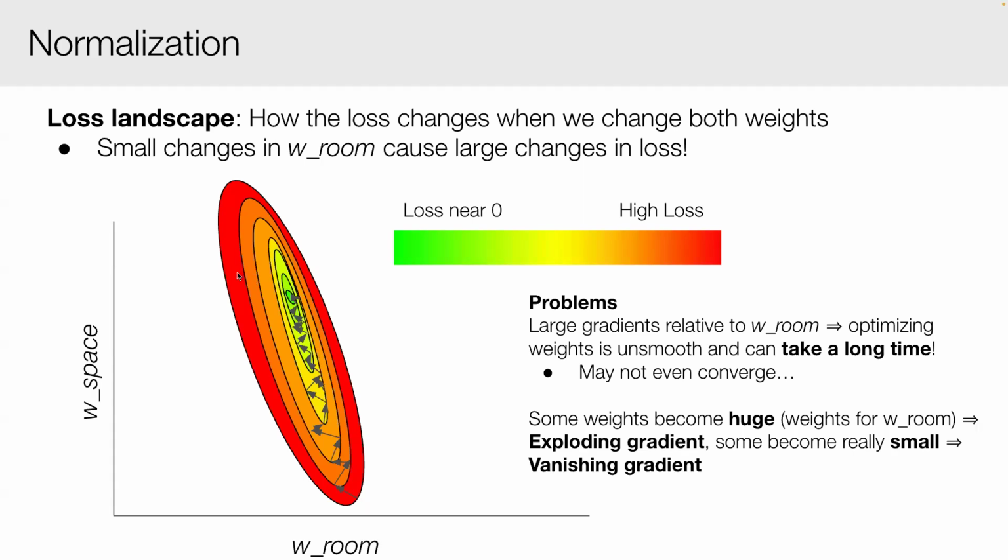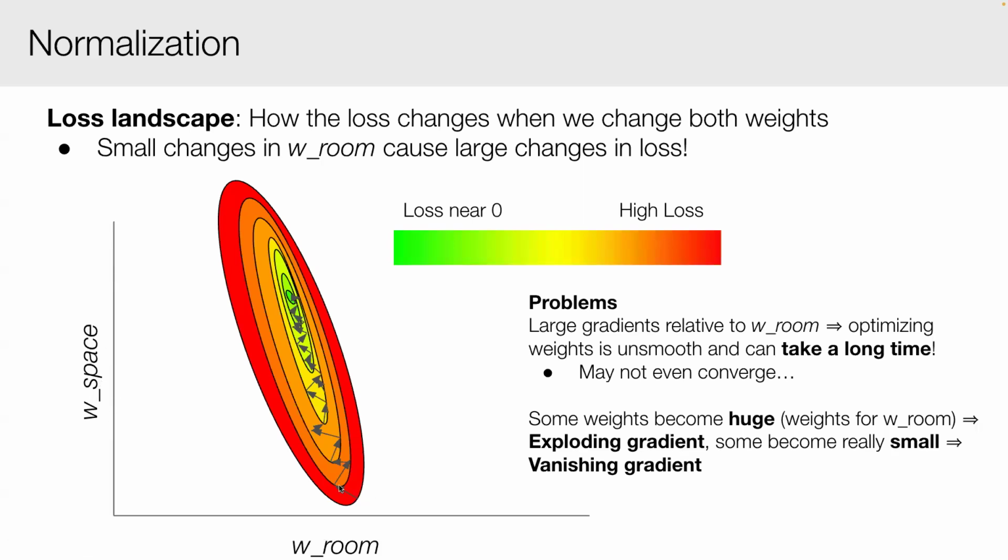On the opposite side, if we move along this y-axis, the color doesn't really change, right? The gradient is going to be super small. I can make a big step, but the change in loss is going to be super minimal, right? So again, because our W room and W space are in completely different ranges, we now have huge gradients when we move along the direction of W room and really tiny gradients when you move in the direction of W space.